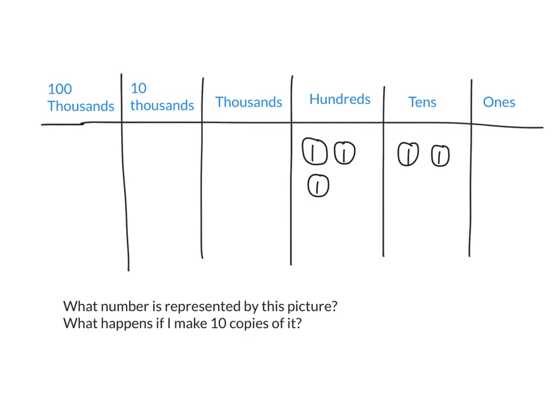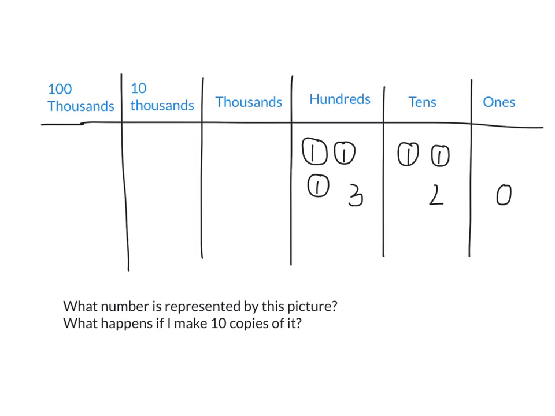What number is represented by this picture? Evan? How many are in the hundreds column? 3. Okay, how many are in the tens column? 2. So I have a 3 and a 2. How many are in the ones column? 0. So Evan, what number is represented by this picture? So 320 is the number represented by this picture.